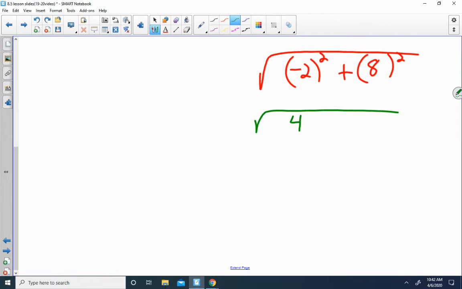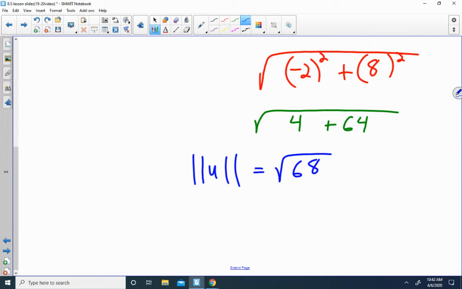Negative 2 squared will give you 4. 8 squared will give you 64, which will then, if you simplify, give you the square root of 68. And technically, you have the magnitude. Technically, you are 95% done. Ms. Shulin, I don't like it when you say 95%. That means that there's always something more we got to do.